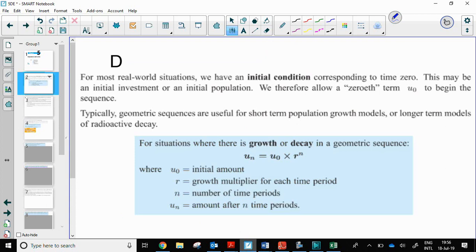growth and decay is something that we see often in geometric sequences. I referenced at the end of the last video, sometimes we do start a sequence with u sub 0, so these are cases where we would be doing that. So we just want to consider u sub 0 to be the initial amount of whatever it is that we're talking about. R is going to be the growth multiplier. Now it says growth, I mean it could be growing smaller rather than growing larger for a particular time period.